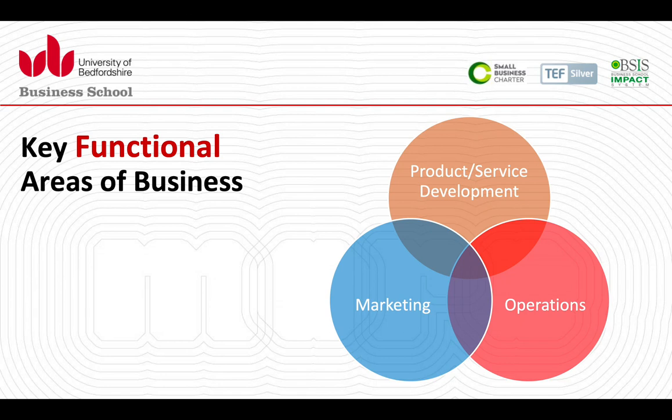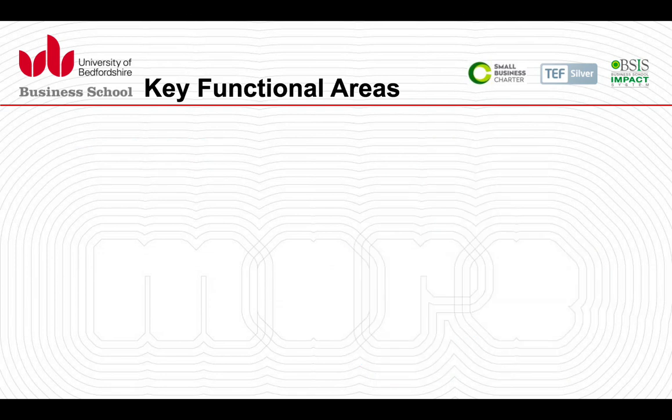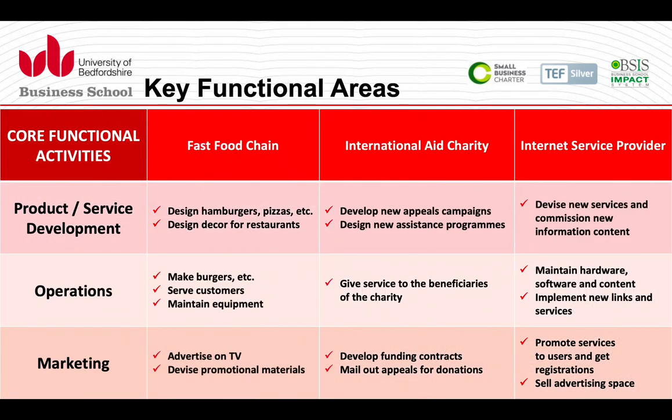And then of course, product and service development is becoming one of the key functional areas for business, where products or services need to be initiated, designed, developed, and then offered to the customer, end user, or consumer. The key functional areas can be further elaborated in this tabular illustration. Column 1 shows the core functional areas, which include product or service development, operations, and then marketing. So what are the key examples here?